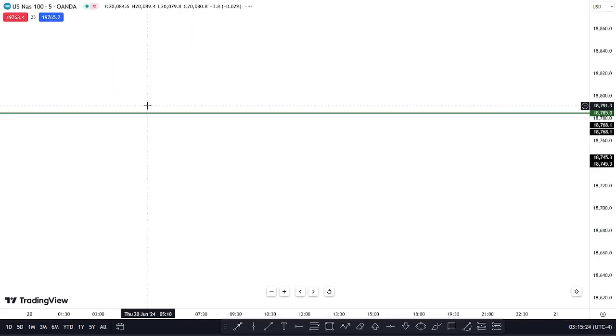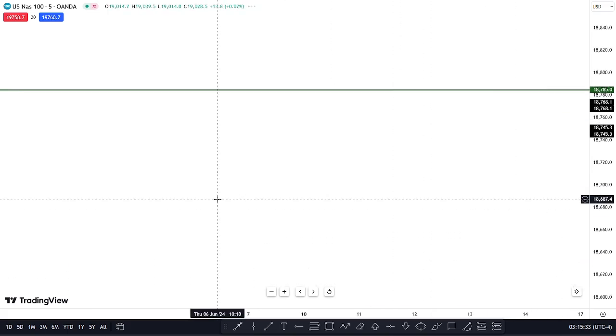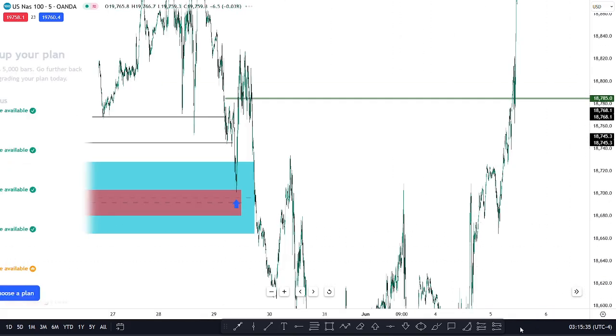After this example, I'm not going to do more drawings, guys. I'll just highlight only the most important things. Then from there, we'll move.